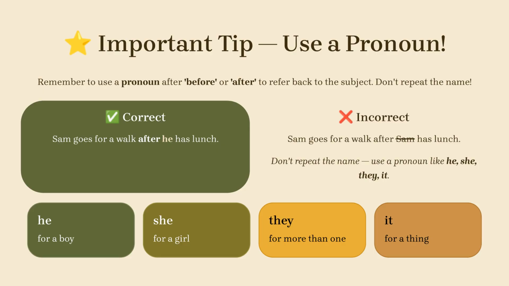Here is an important tip. Always use a pronoun. Remember to use a pronoun after before or after to refer back to the subject instead of repeating the name. For example, it is correct to say, Sam goes for a walk after he has lunch. It is incorrect to say, Sam goes for a walk after Sam has lunch. Use he for a boy, she for a girl, they for more than one person, and it for a thing.